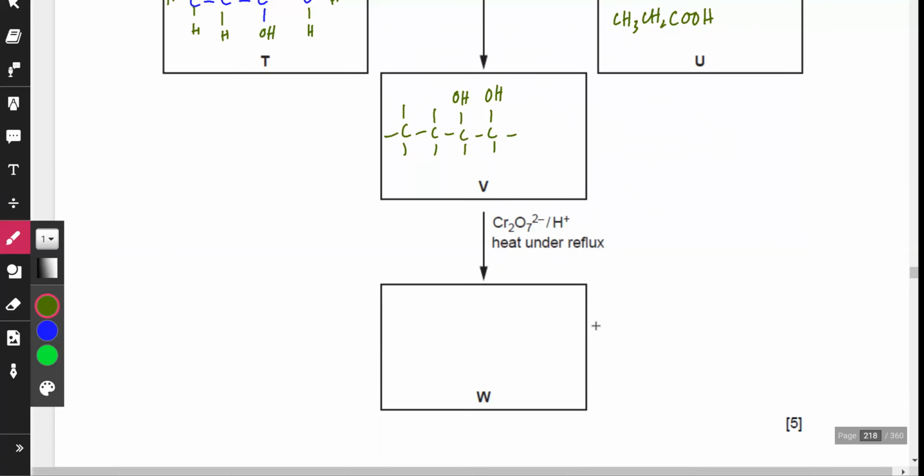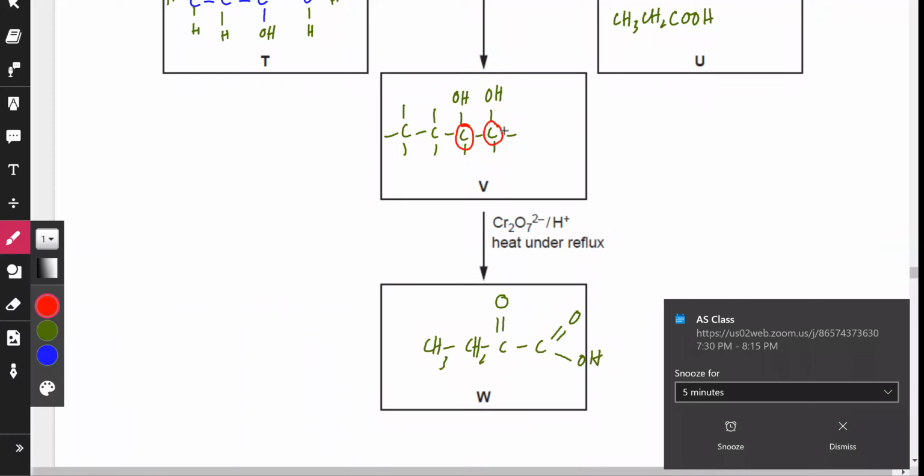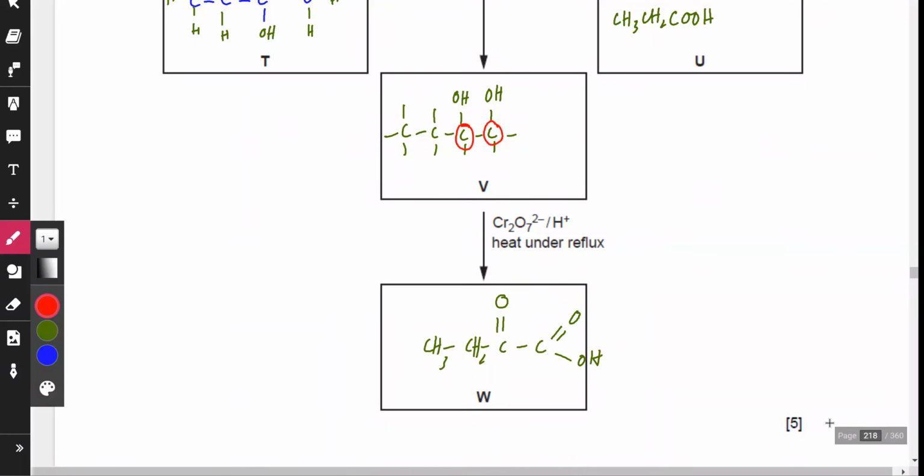Now he's oxidizing it. This one is a primary alcohol because it's bonded to one carbon chain. This one is a secondary alcohol. What does a primary alcohol get converted into? It gets converted into a carboxylic acid, and the secondary alcohol would turn into a ketone, and the rest is CH2 and CH3. Remember, this one over here is a secondary alcohol, and this one is a primary alcohol. Is this clear?